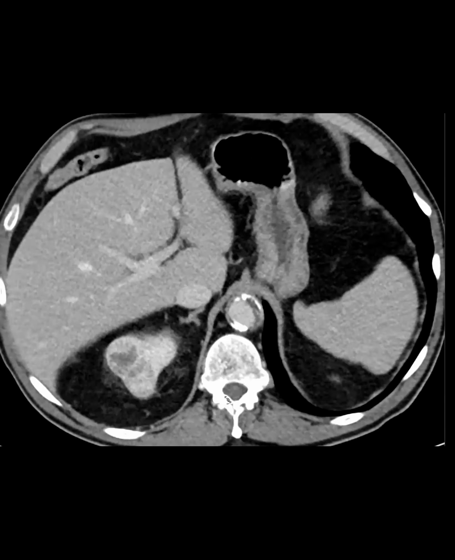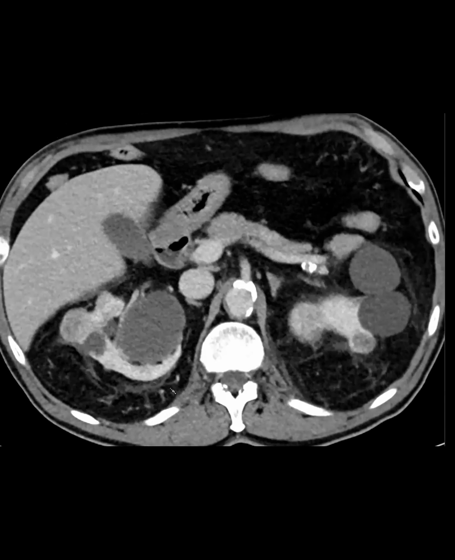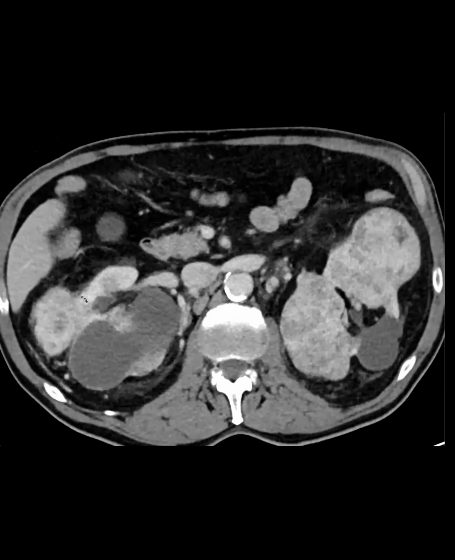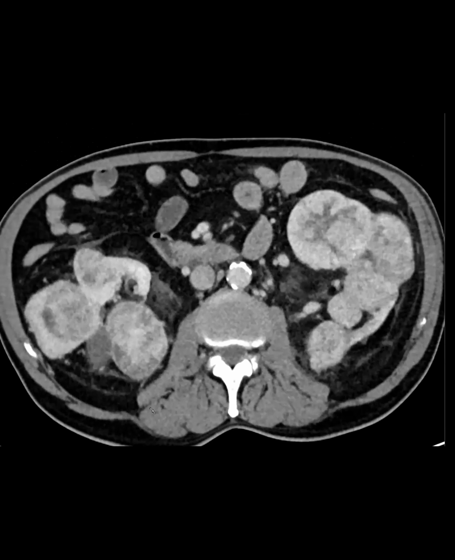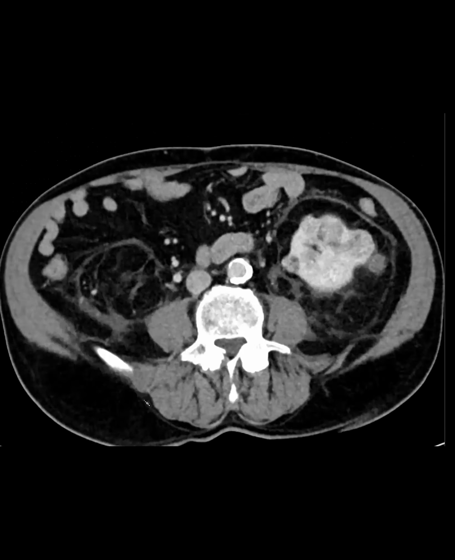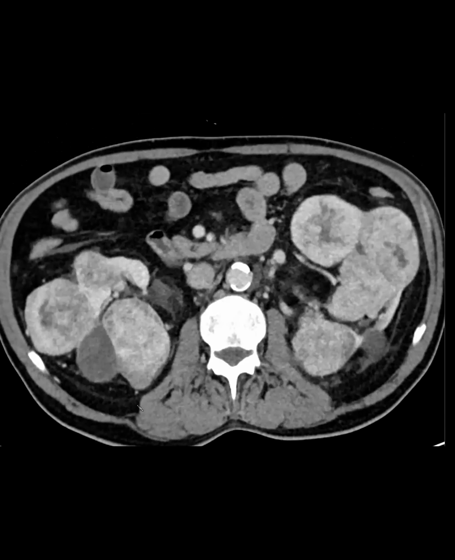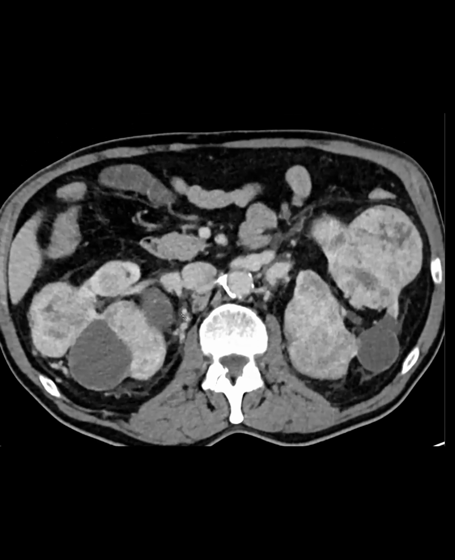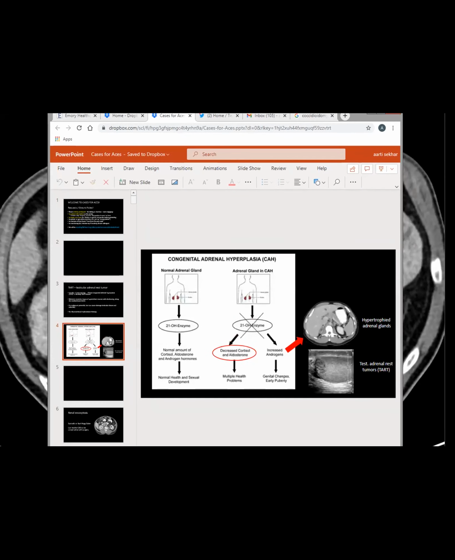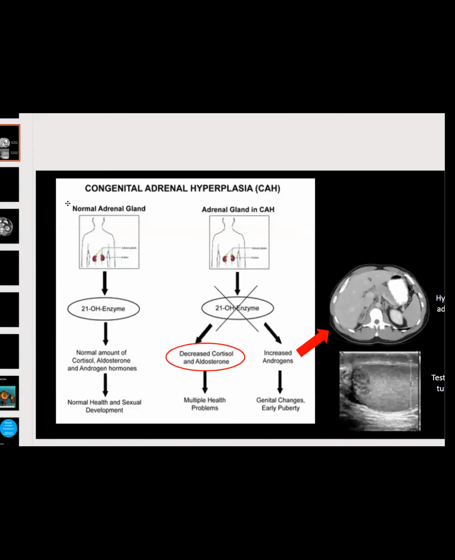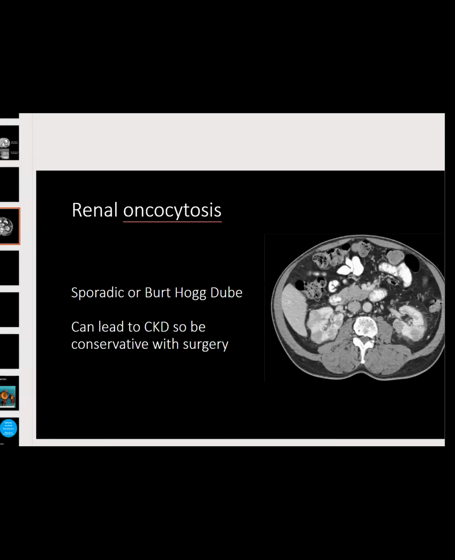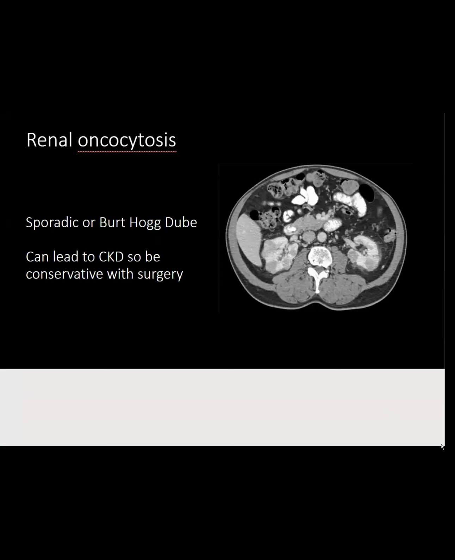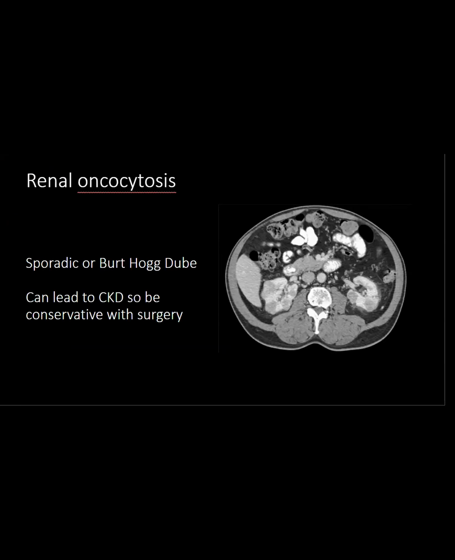And so we were debating about this in urology tumor board, like, should the urologist go and start plucking out some of these and all this kind of stuff? And so we basically were talking about, this patient has what they call oncocytosis. So I made a slide about that. Okay. So renal oncocytosis can be sporadic, or it can be related to Burt-Hogg-Dubé.